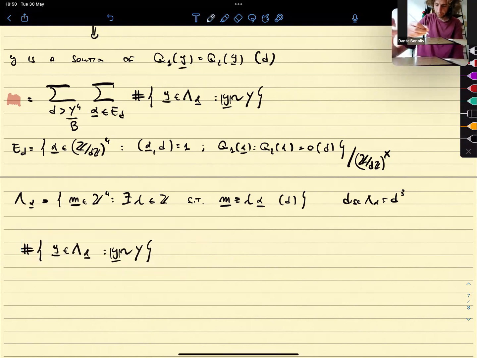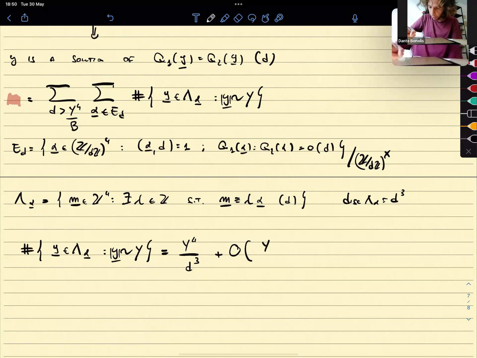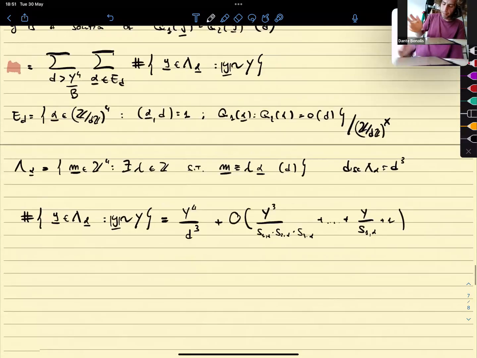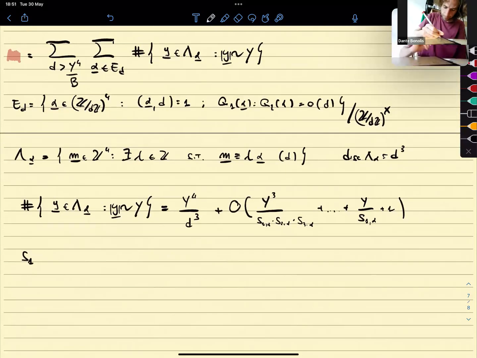If you want to count this guy here, this is going to be the area of the region, which is y to the power 4, divided by the discriminant. And then you have an error term, which depends on the successive minima of the lattice. So for example, we have y to the power 3 divided by s1 alpha times s2 alpha times s3 alpha, and so on. Then we have y over s1 alpha plus 1, where the s_i alpha are the successive minima.